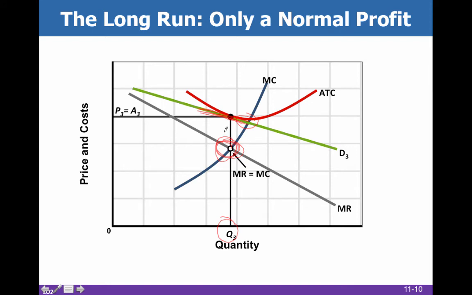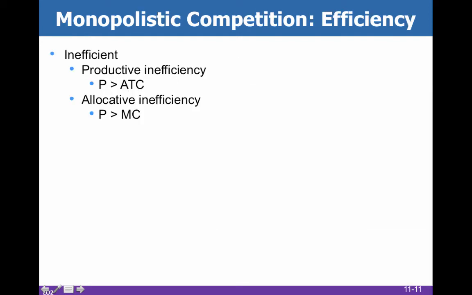It's a difficult thing to draw, but it is important to know how to graphically illustrate the long-run normal profit position of a monopolistically competitive firm. So we know that we are inefficient. We're both productively inefficient and allocatively inefficient, because price is going to be greater than minimum average total cost. You can produce on the average total cost curve, but it won't be at the minimum level. And for allocative efficiency, price is going to be greater than marginal cost. So we are definitely going to be inefficient in monopolistic competition.